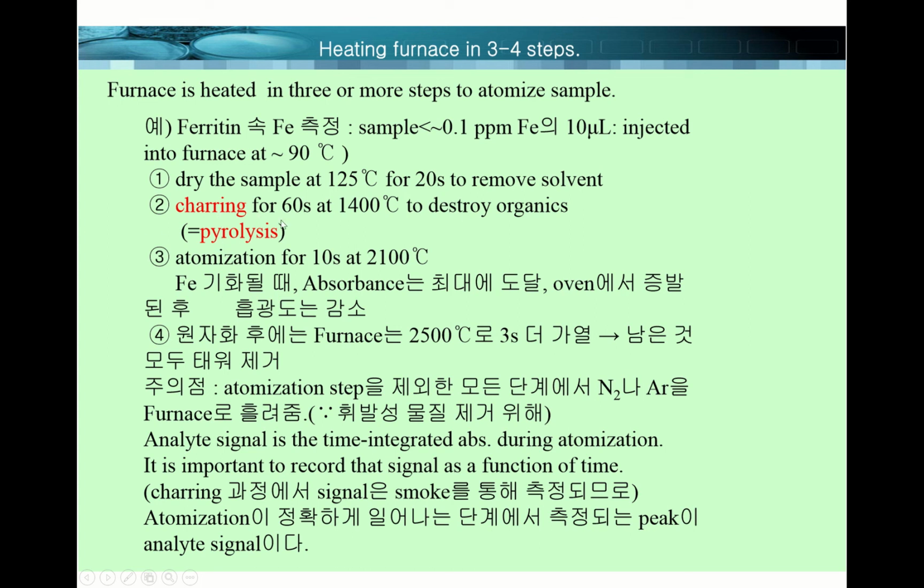Then charring for 60 seconds at a very high temperature, 1400 degrees C, to destroy organics. Charring means pyrolysis. What does pyrolysis mean? Heating the sample in the absence of oxygen. With oxygen, your sample will be all oxidized. Then atomization is done for 10 seconds at 2100 degrees C. When the iron is vaporized, the absorption reaches the maximum.